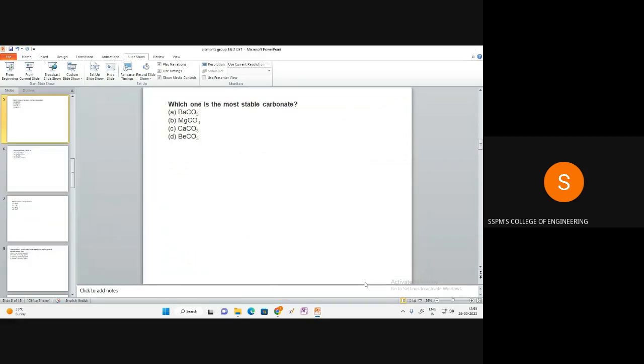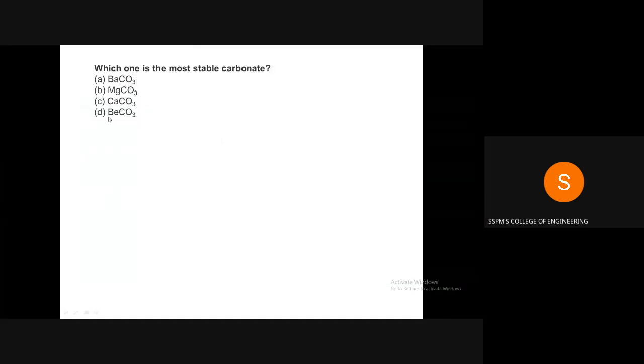So what will be the answer to this question? BeCO3 is the correct answer because at low temperature stability is more. BeCO3 reacts at 100 degrees Celsius. So the correct answer is BeCO3.